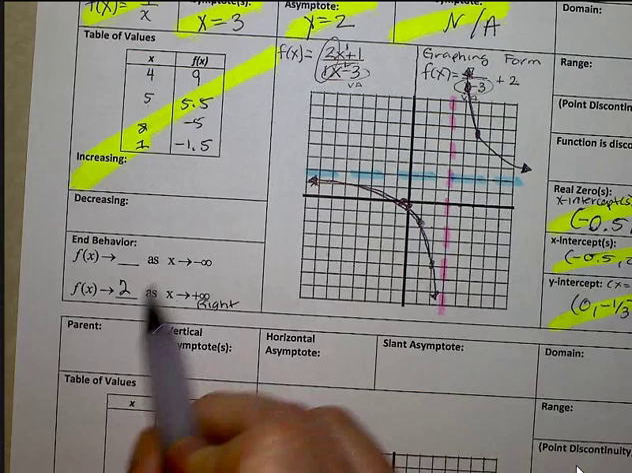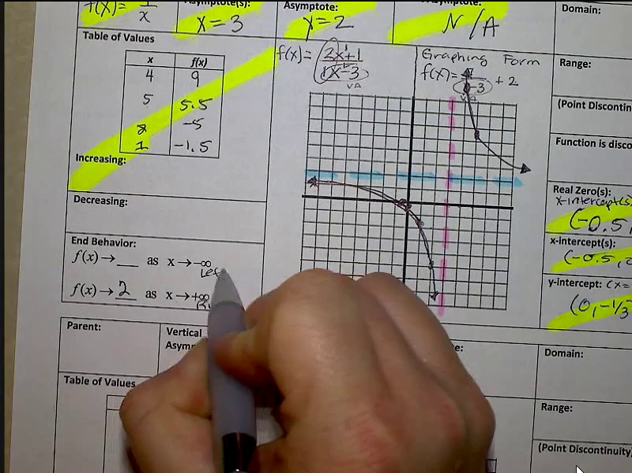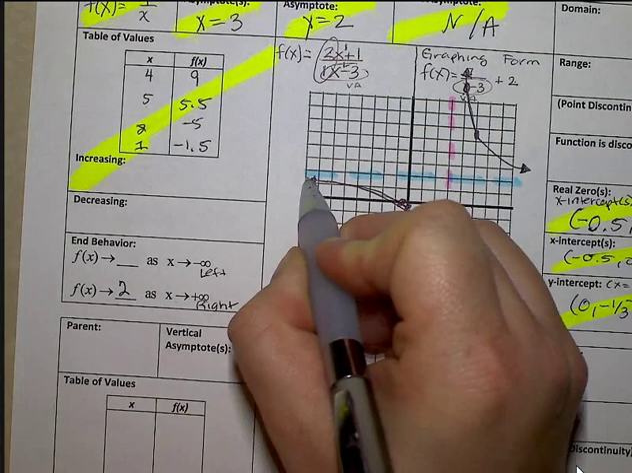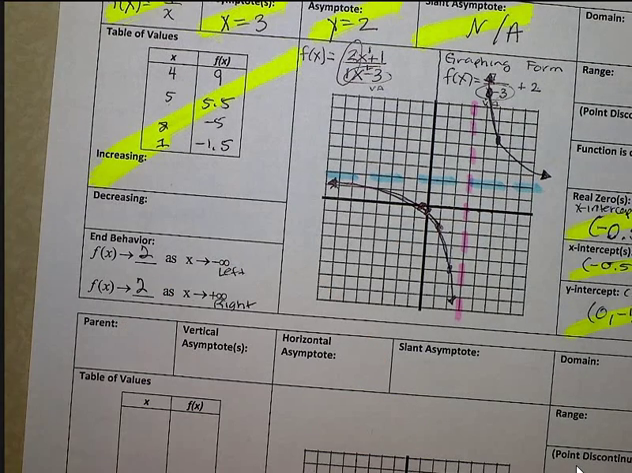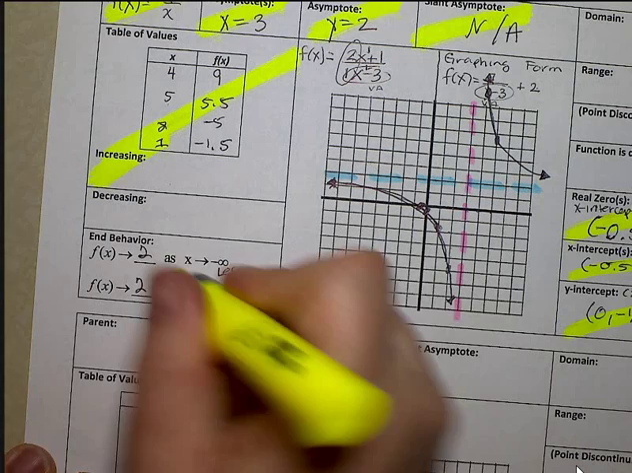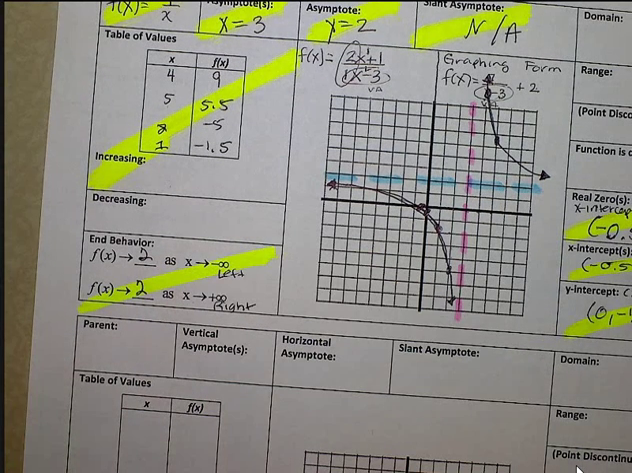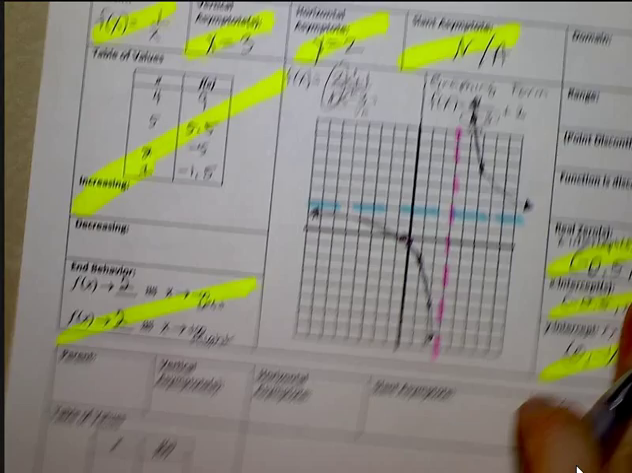As this goes to the far left, to negative infinity, it's getting closer and closer to y equals 2. Cross those out, please. Oh, sorry, my fault. I asked you to keep it clean. That's my fault. Okay, so let's look back up here then.